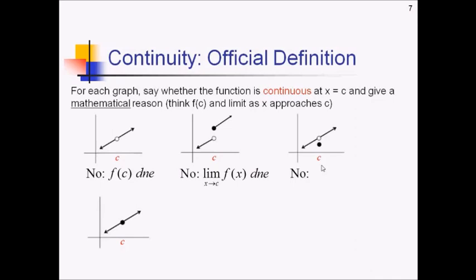The problem here is that the limit where we're going and the function value where we end up do not match up. f of c and the limit as x approaches c of f of x don't equal each other.